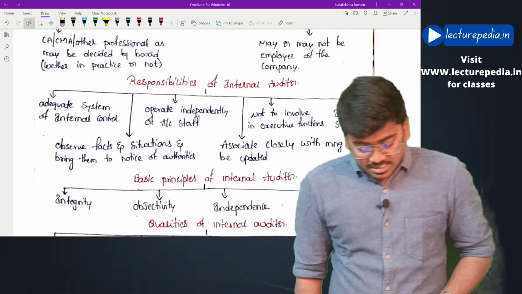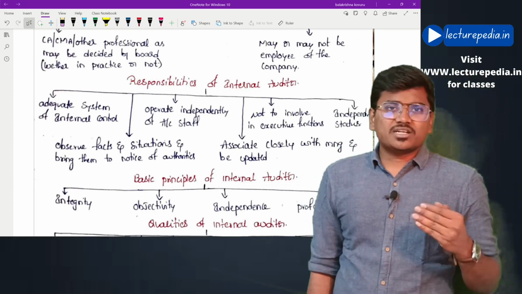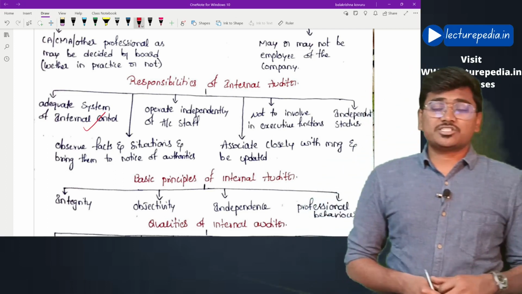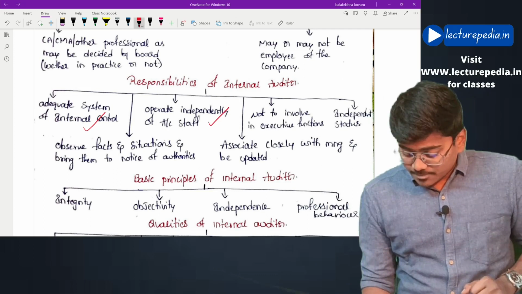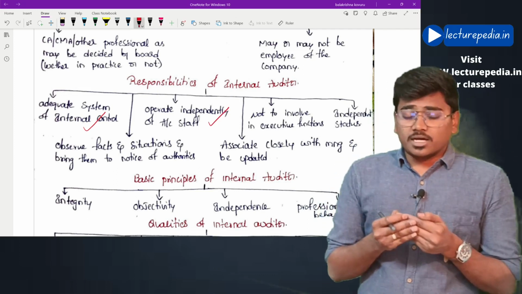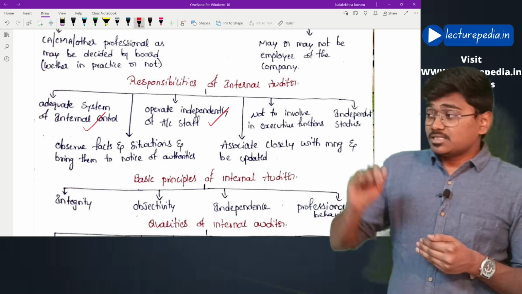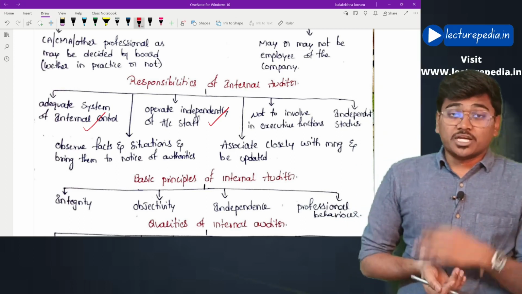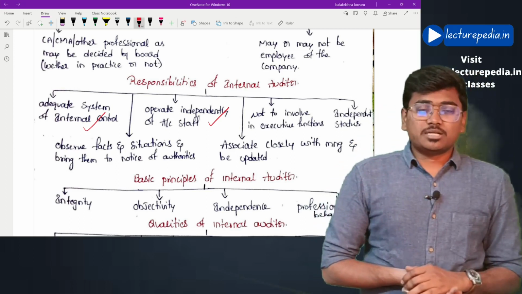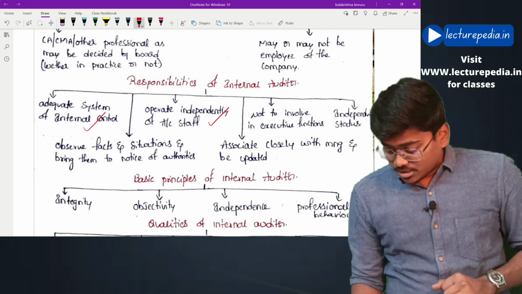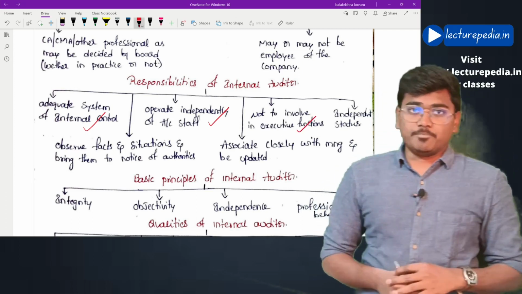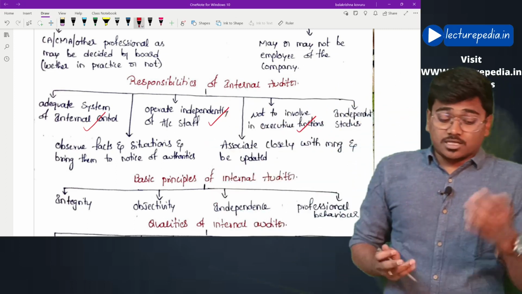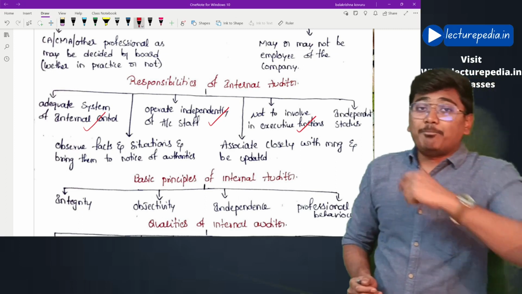Now, what are the responsibilities of internal auditor? Generally, the internal auditor has to check whether the internal control systems that are present in the organization are working effectively or not. The internal auditor must operate independently of the accounting staff. He should not combine with the accounting staff. He should verify the work that has been done by accounting staff. Hope this is clear. And he should not involve in executory functions. The organization's staff will involve in executory functions. The internal auditor should involve in appraisal functions.